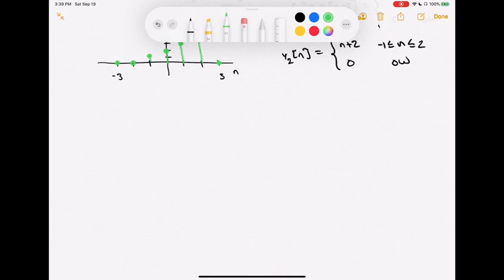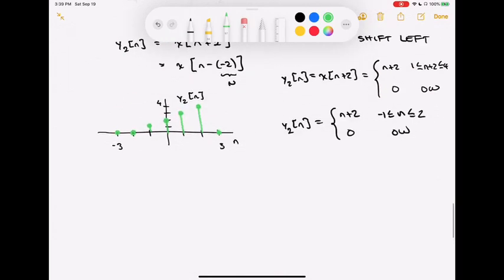You would not, however, be able to do something like this. You could not say something like y3 of n as being equal to x of n plus 1.5. That doesn't make any kind of sense. That kind of an operation where we're doing something that's not an integer just isn't allowed. That would be a non-starter for us.